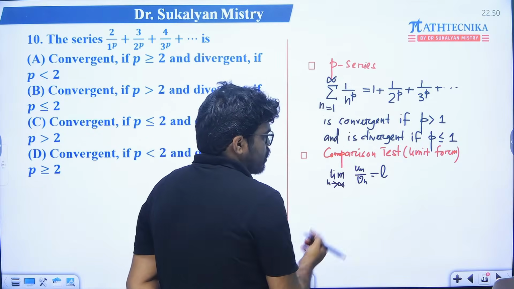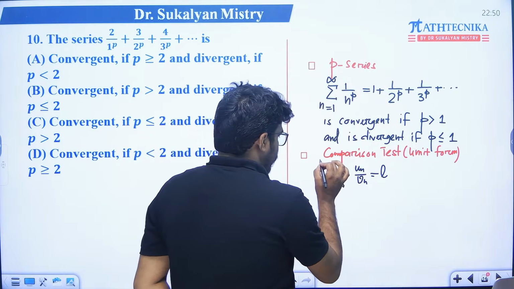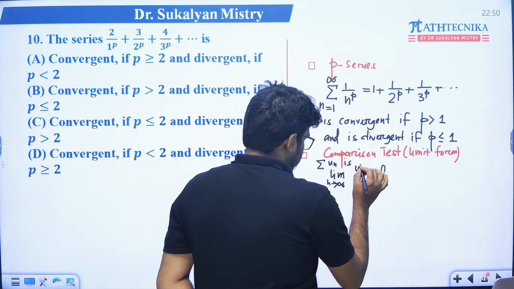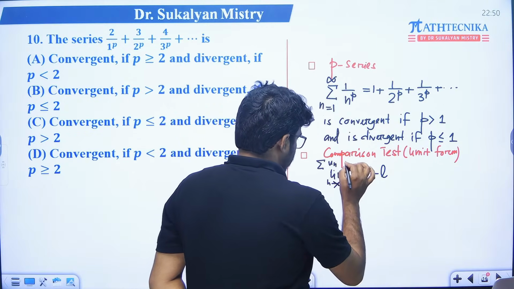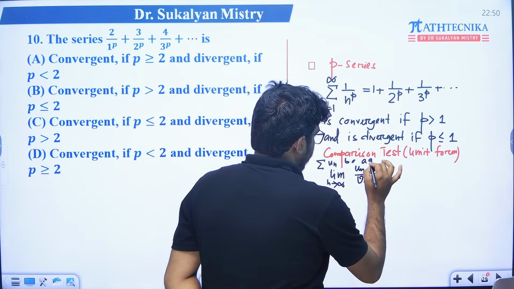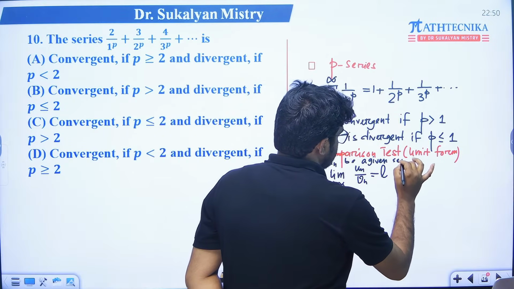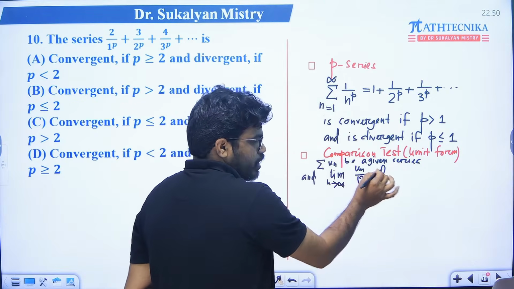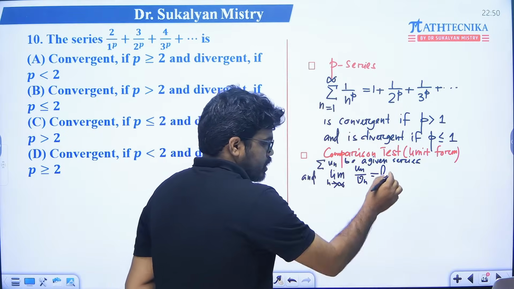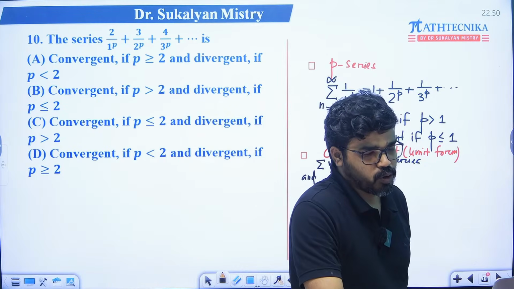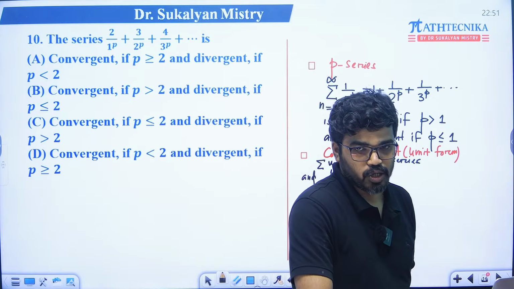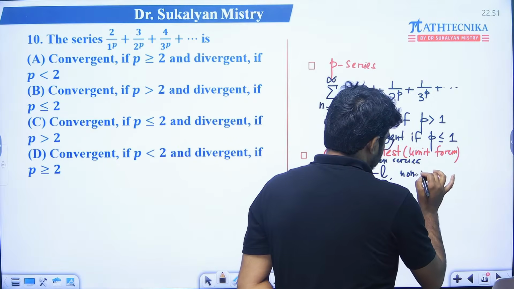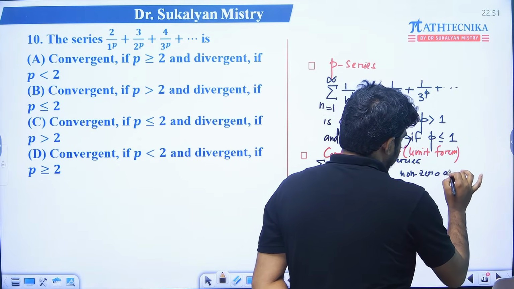If summation vn is convergent, basically suppose summation un is the given series. Suppose this is the given series, and limit n tending to infinity of un by vn is equal to l. So this must be a non-zero real number. Okay, this is a non-zero finite number. It must be non-zero and finite.